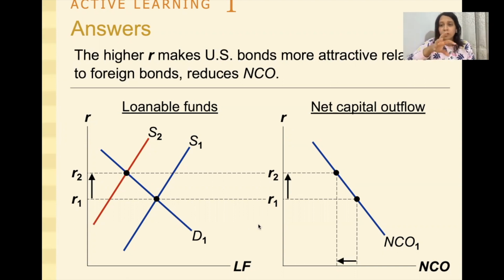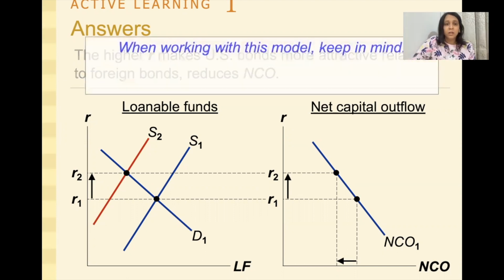Now, if you do have a little confusion about how R and NCO change, because it's very important further also, just remember it as a downward sloping curve. And whenever there's a change or shift, you'll be able to understand it through the graph. So just remember this graph, it's very important.